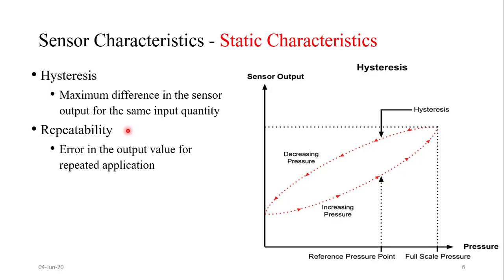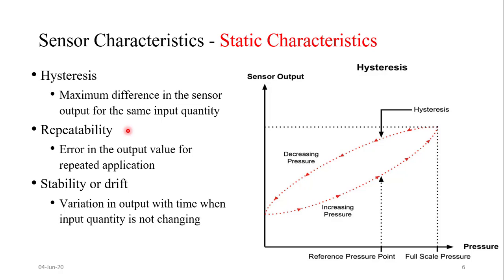Then there's repeatability. Repeatability says that there is an error in the output value for repeated application. Every time you keep the same input, but there's an error in the output. If you get the same value, it is repeatable. We want the sensor to be repeatable.